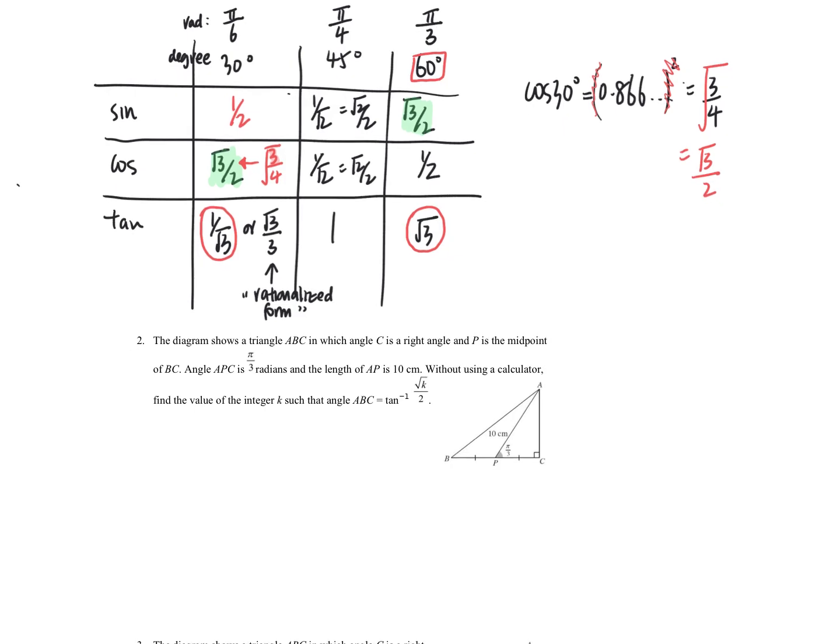Anyway, now this question says I have a triangle and P is the midpoint. Angle APC is 60 degrees and the length of AP is 10. So without using a calculator, nobody is going to stand there and check whether you used a calculator or not. They just don't want to see decimal answers in your working. That is just not mentally possible for you to calculate. So the words without using a calculator just require your answer to be in exact form. They don't want to see decimals.